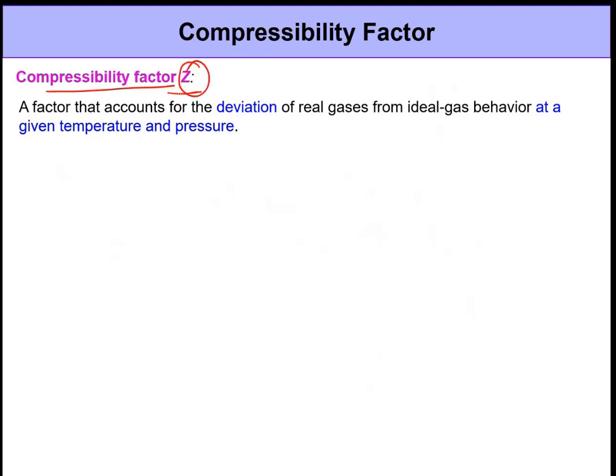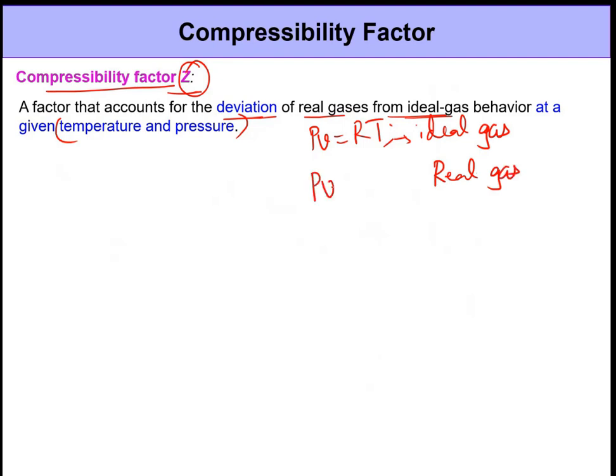Now, compressibility factor Z is simply a factor which accounts for the deviation of real gases from ideal gas behavior at a fixed temperature and pressure. So if you tell me what is the temperature and pressure, I can tell you how far the gases are going to be in terms of their behavior at that temperature and pressure as compared to an ideal gas behavior. Now, if gases behave like an ideal gas, well, PV would be equal to RT. When gases do not behave like an ideal gas, then for real gases, PV does not have to be equal to RT.